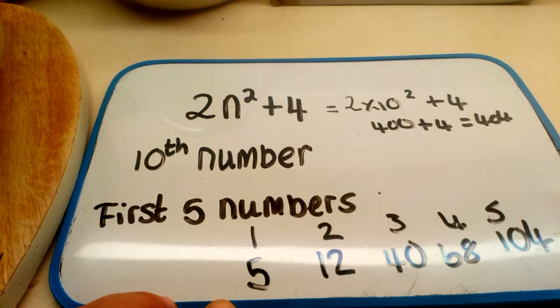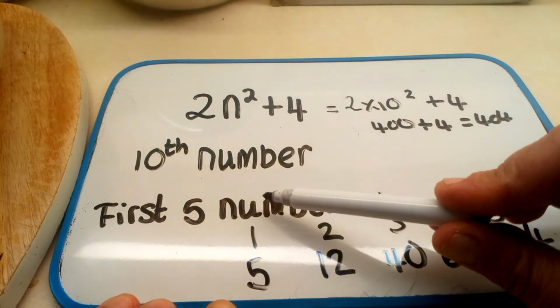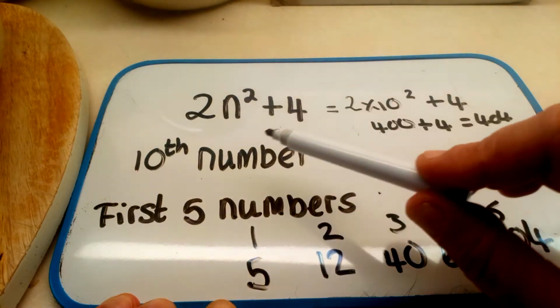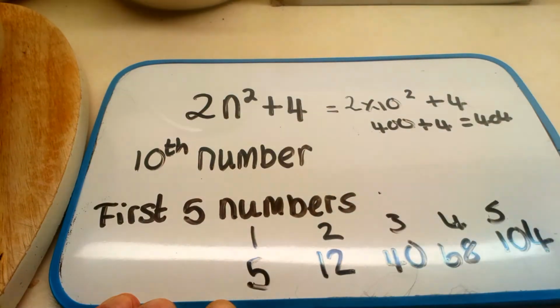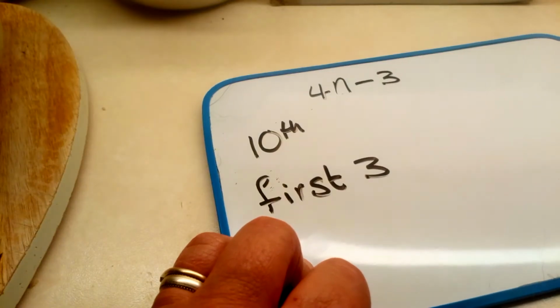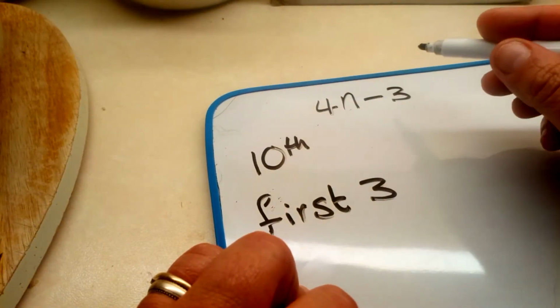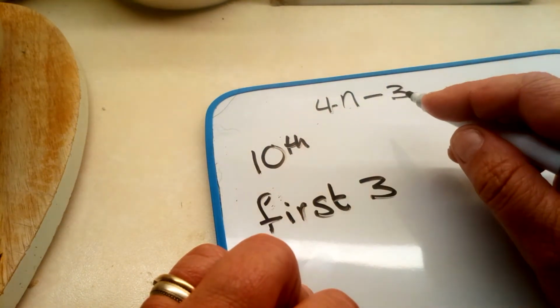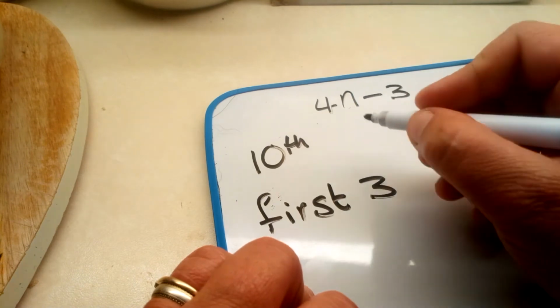Okay, so you're just replacing. It's asking for the first 5 numbers, so it's the positions 1, 2, 3, 4, 5 that you are replacing the n with each time. Okay, let's look at one more. Our new nth term is 4n minus 3. And the question is saying, if this is the nth term, what would the 10th number be?